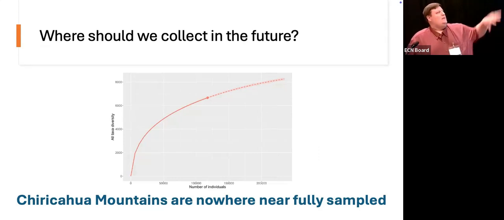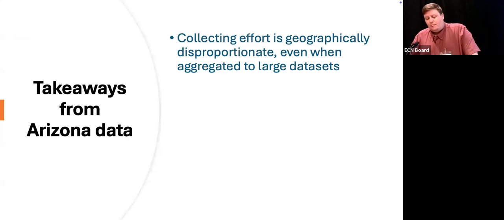And if you're not accustomed to species curves, even though it looks like maybe it'll plateau soon, it probably won't because we haven't seen this plateau anyway. So the Chiricahua Mountains are not anywhere near fully sampled.